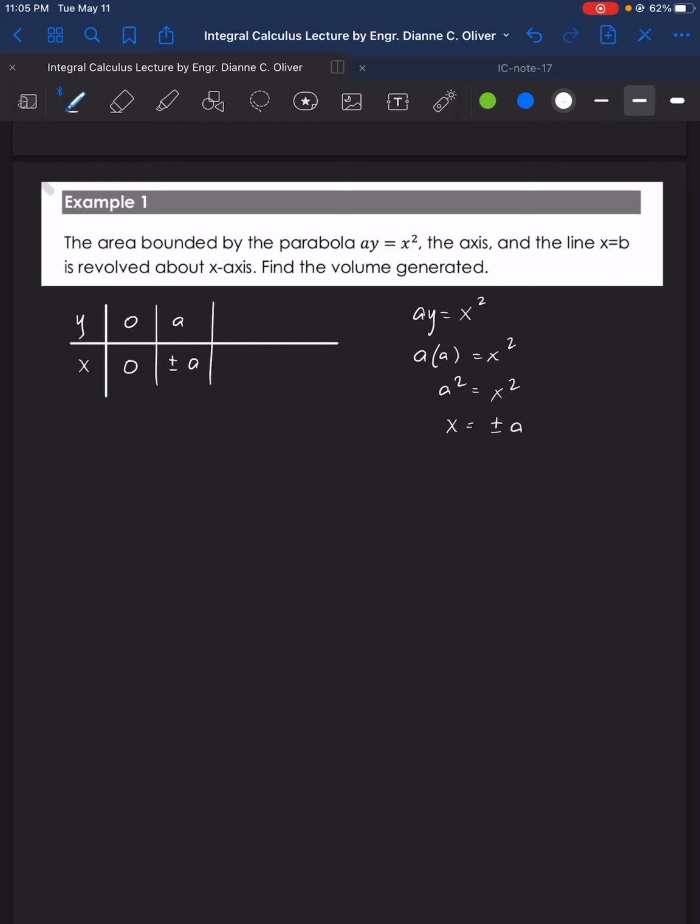So let's have another one here. Let's use 2a. If we use 2a, so we have a times 2a is equal to x squared. We have 2a squared is equal to x squared. Therefore, x is equal to square root of 2 times a. That will be 1.41a. So this is 1.41a.